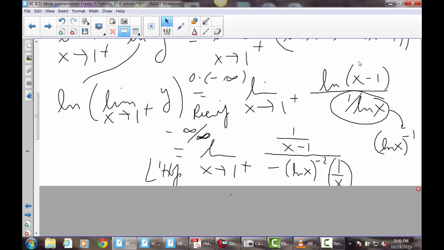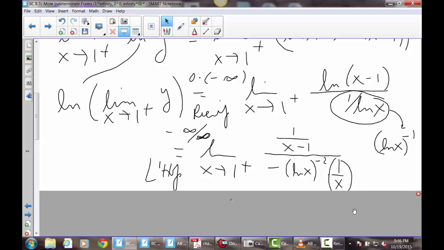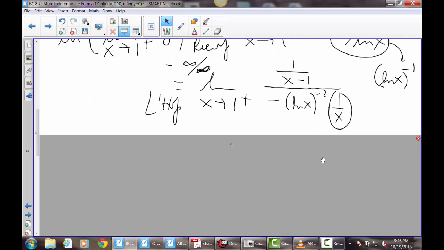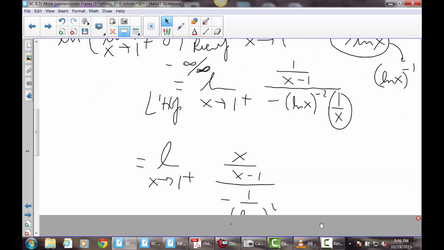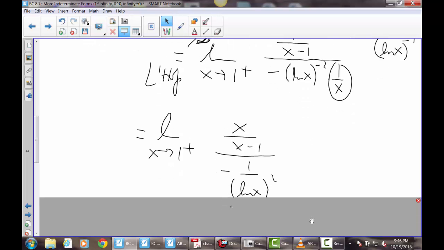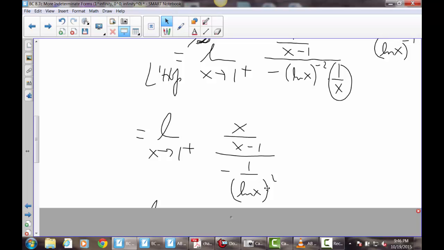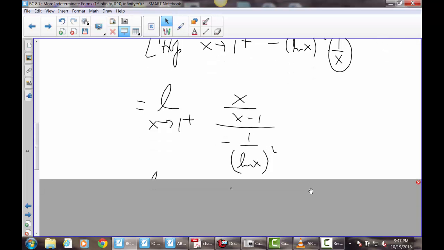The derivative of the numerator is 1 over x minus 1. This, of course, is just ln x to the negative 1, so the derivative of that is negative 1 ln x to the negative 2 times the derivative of ln x. And then, of course, I'm just polishing it up a little bit. I'm moving that ln of x to the negative 2 to be over ln of x to the 2.